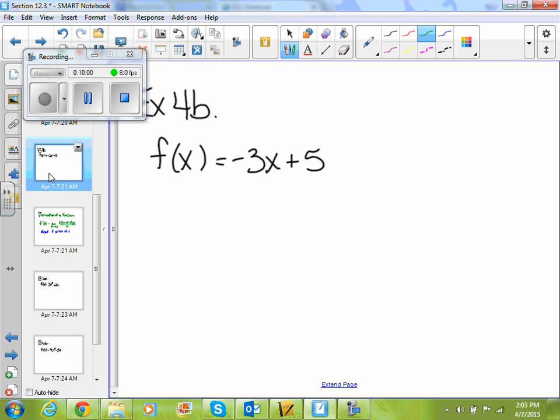Let's do that again. So f of x equals negative 3x plus 5, and we want to find our derivative of that graph.